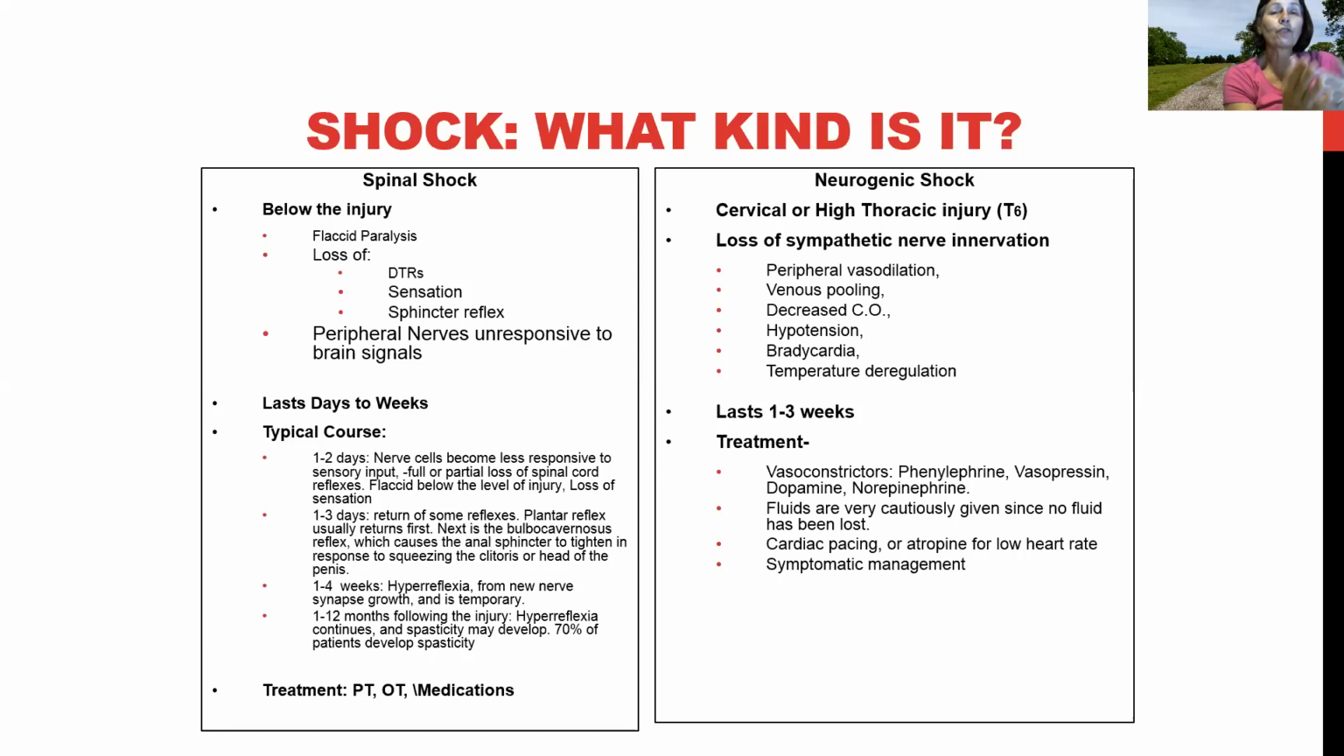It will last for 1 to 3 weeks, and we have to treat it. We can't just let the patient die with a bradycardia and hypotension. They might have a pulse of 30 and a blood pressure of 90/40 when we find them, and we have to treat that. So the treatment for it is vasoconstrictors.